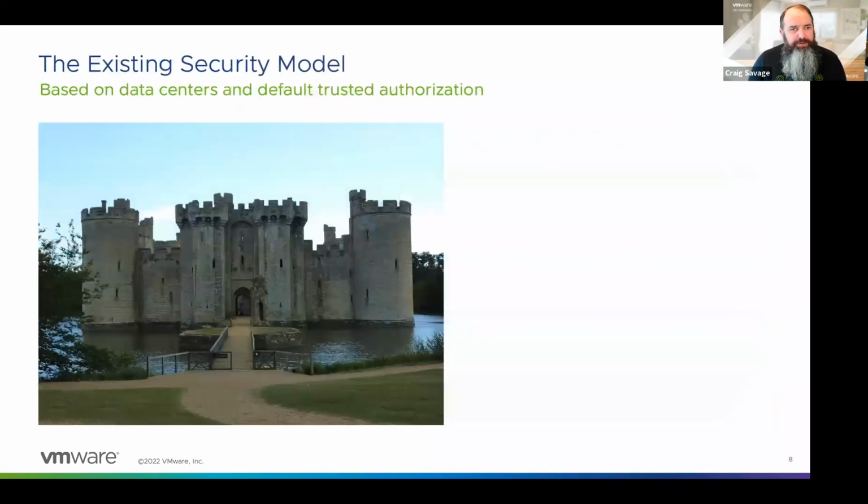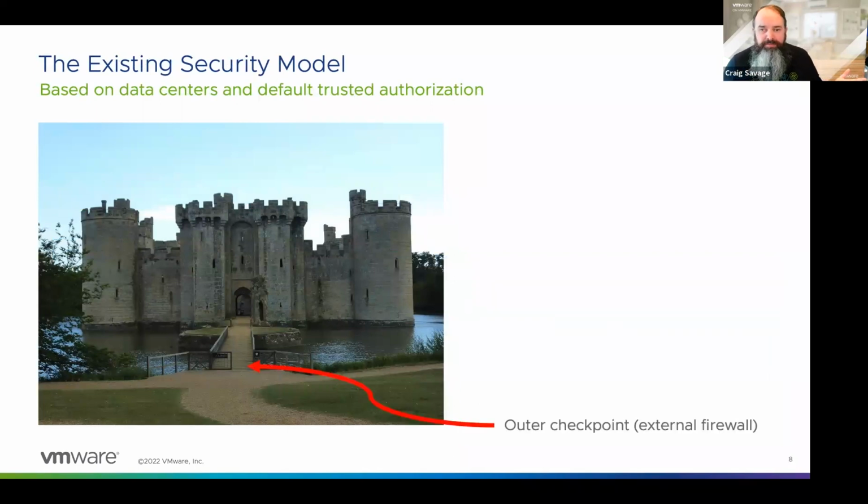So let's go through the old model. Now, you may have guessed from the accent, I come from England. So these kinds of castles are our thing. So that's why I used the picture of a castle for you. So what do we start with? We start with our outer checkpoint on the castle, right? Our external firewall. Got some guards on the outside gate.